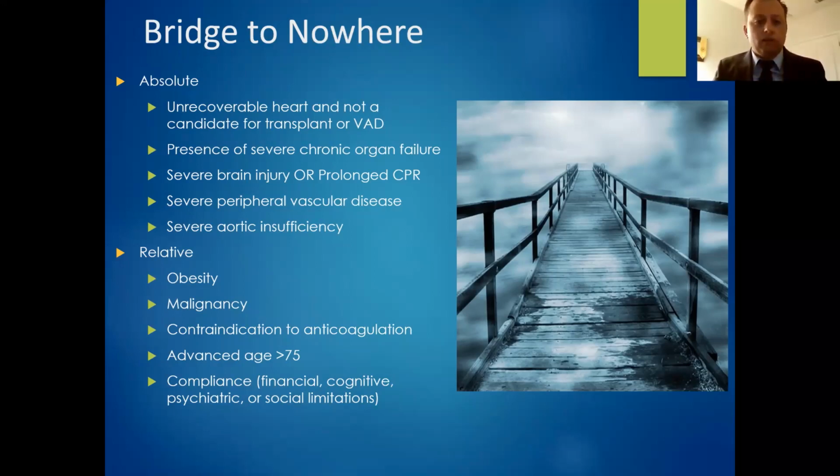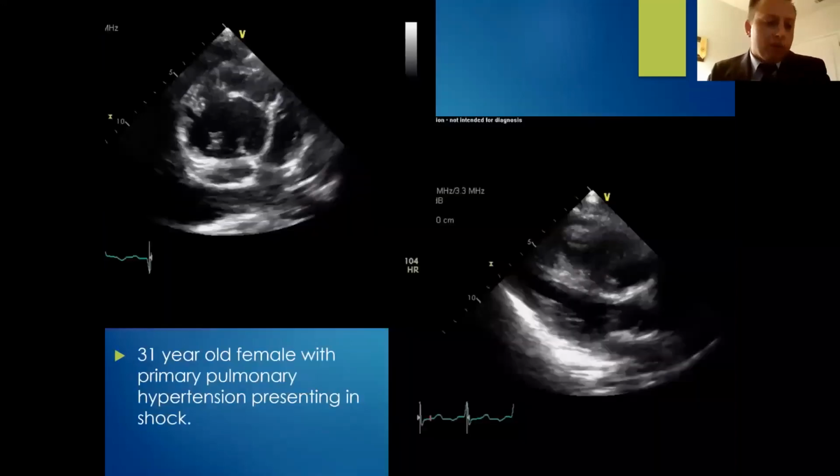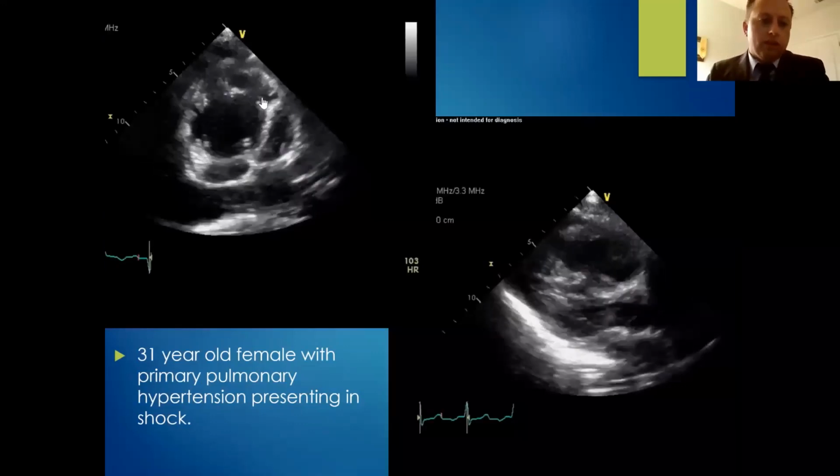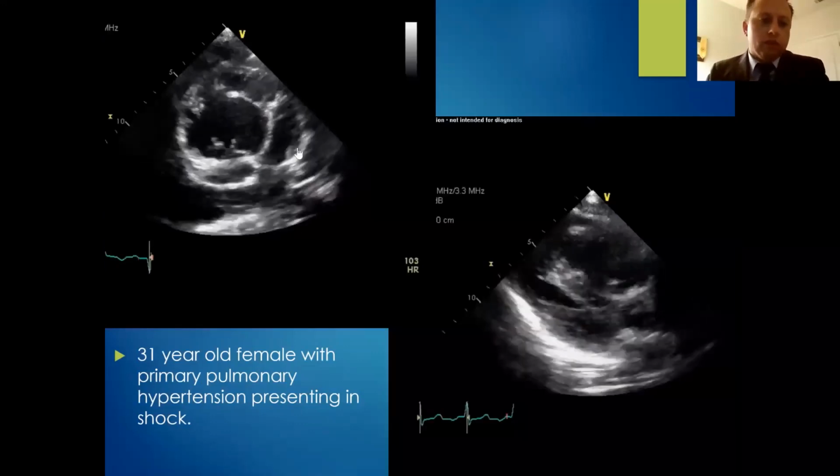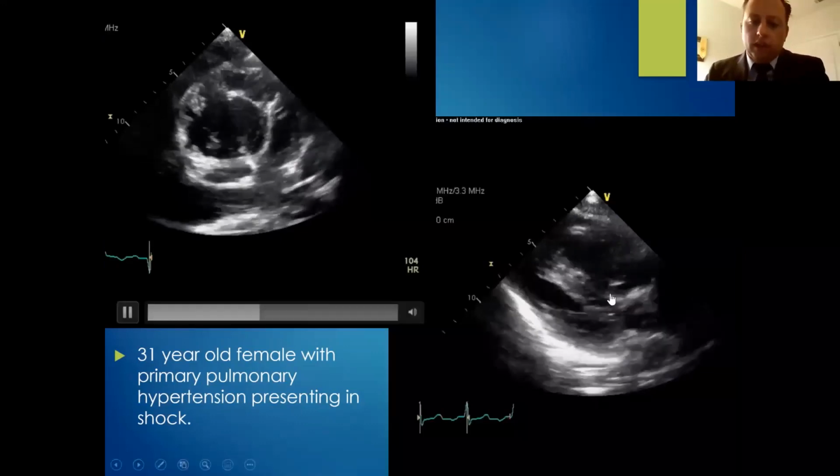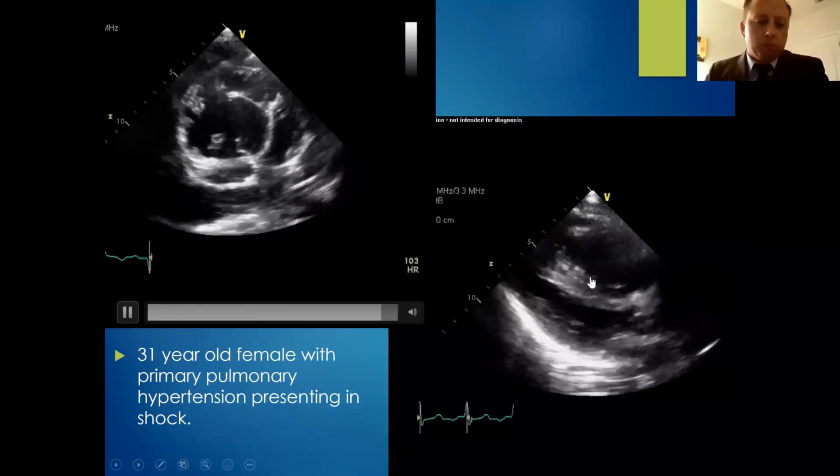So this is one patient that we had, a 31-year-old female with primary pulmonary hypertension, and she presented in shock. You can see her RV is well overtaking her LV here. Again, her LV is just getting squashed by this huge RV that's been under a lot of pressure for a long time.